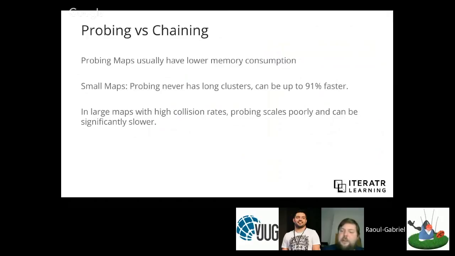Another question people often ask is, which is better, probing or chaining? Well, probing maps often win on the memory consumption front as well. And in small maps, probing never ends up with these long clusters. The problem with probing is you have a long cluster of things that collide. You end up linearly probing down the whole map, and it gets very, very slow eventually. Approximates one of those rank cases again as well.